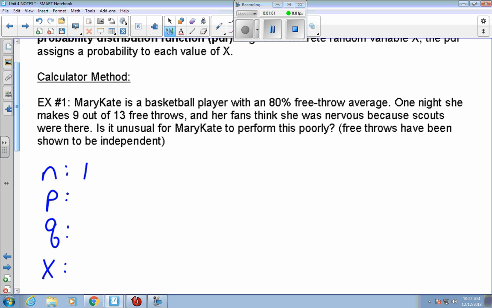So my n is 13. My p is 0.8. What's my q? 0.2. My x is, well, we're going to say 0, 1, up to 13. But this x specifically is going to be 9.